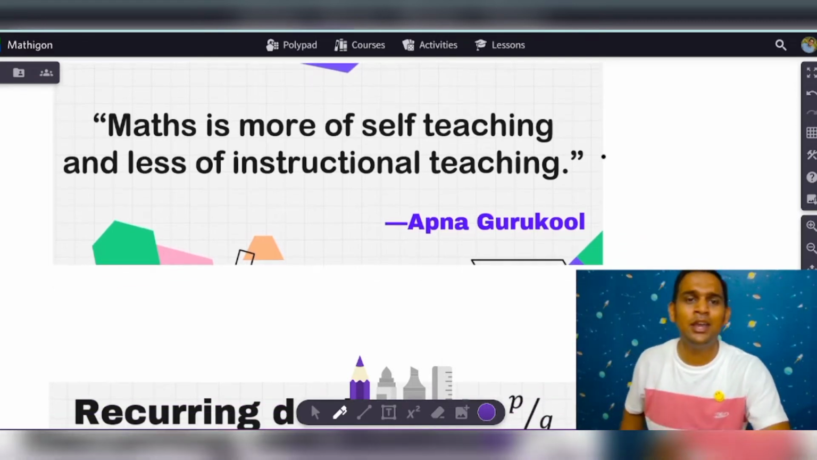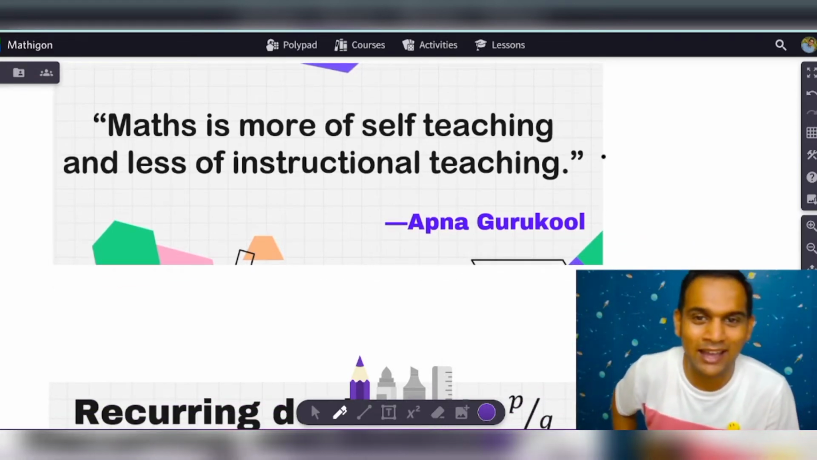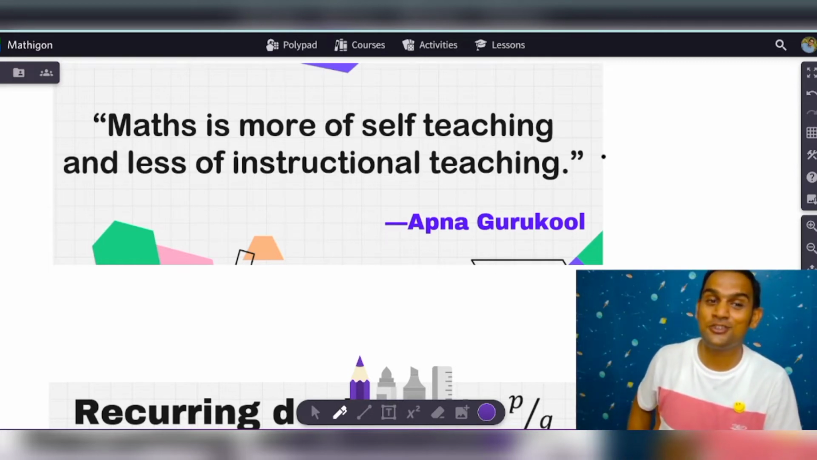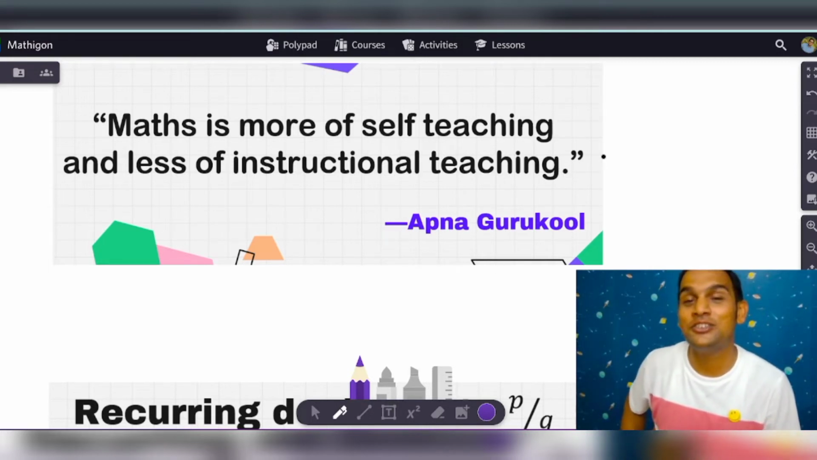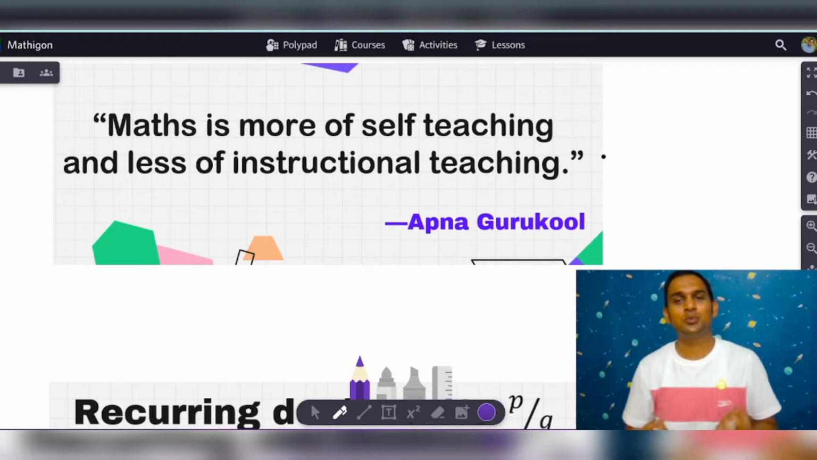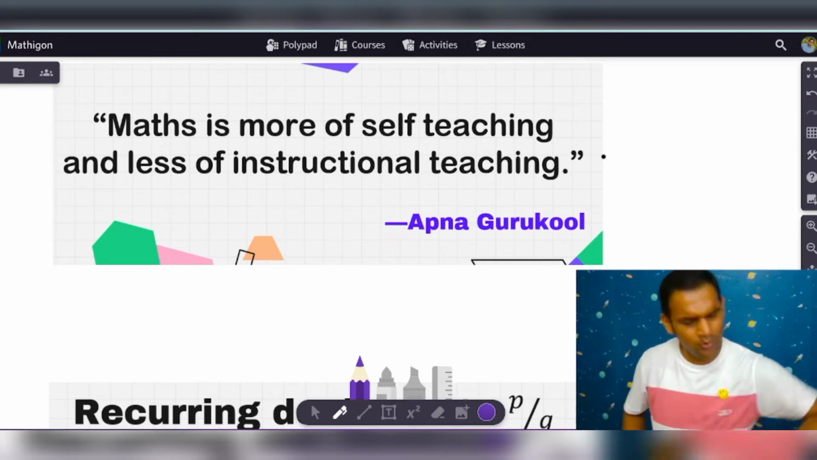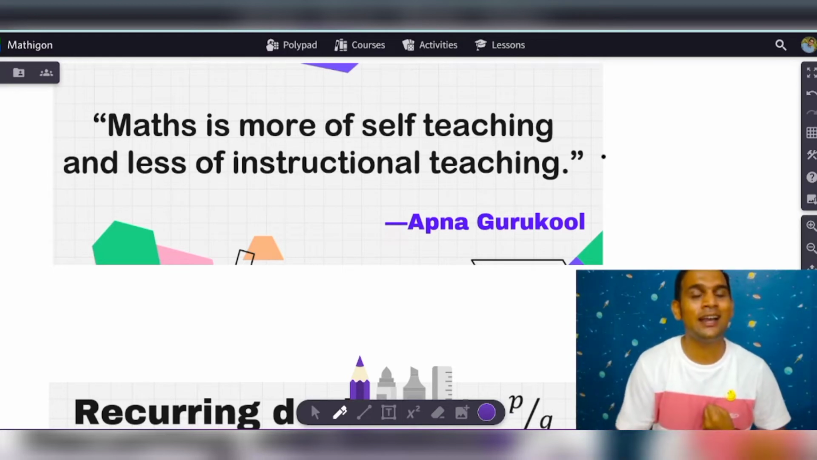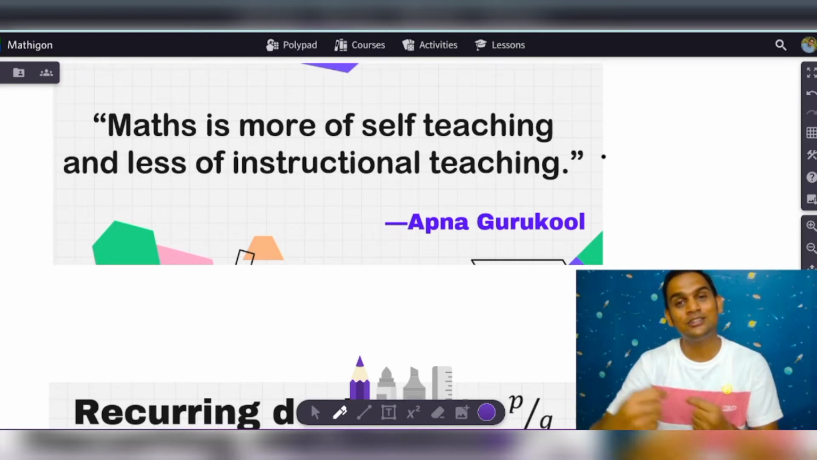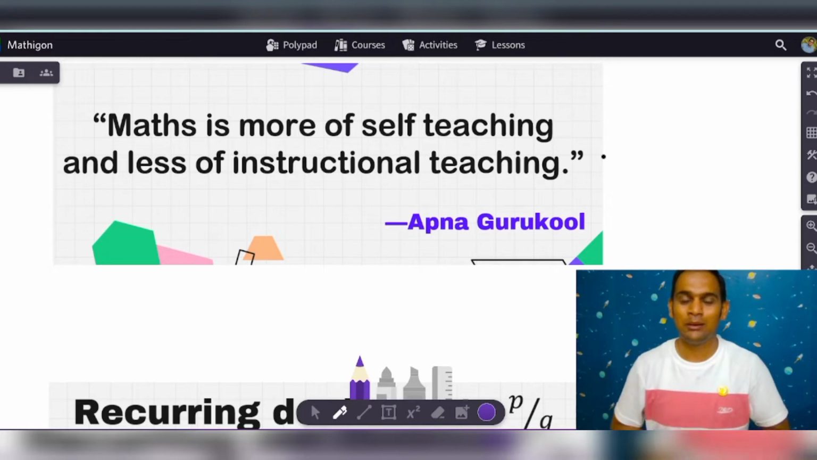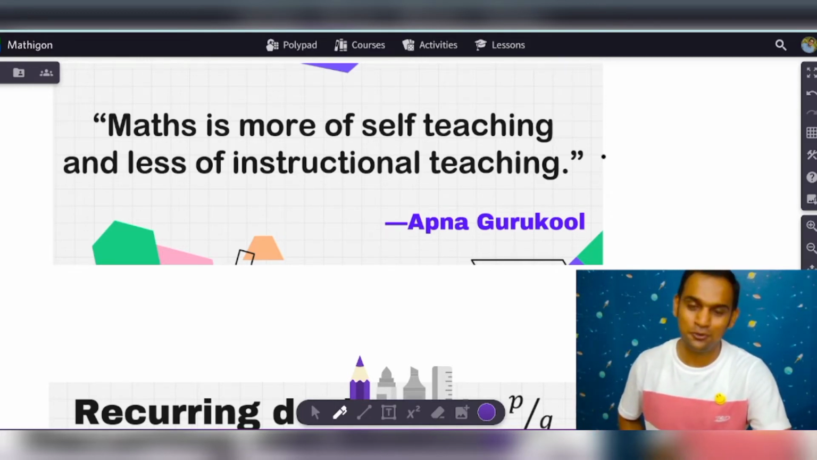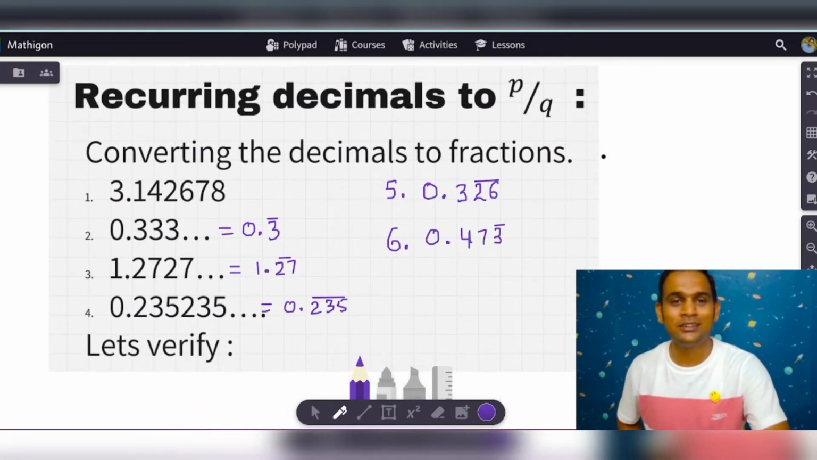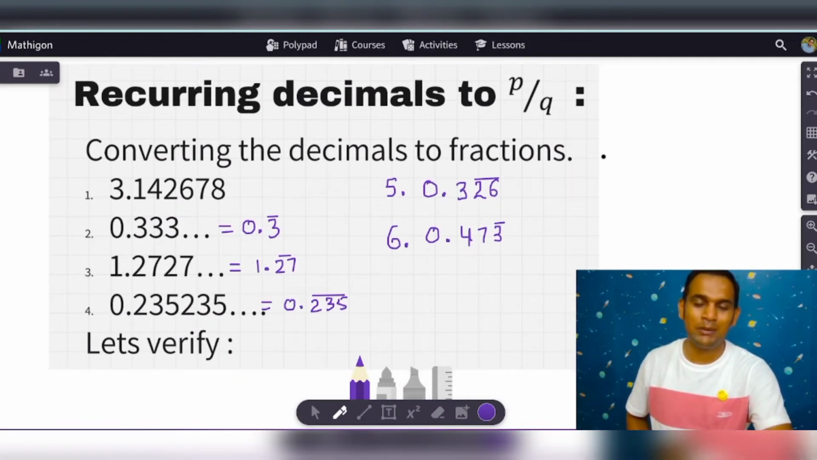So let's begin with a very beautiful quotation. Maths is more of self-teaching and less of instructional teaching, because as we know, math is all about more and more practice. As we teach ourselves every time, we tend to link things in mathematics, and that's how we learn more of mathematics, through self-teaching. So let's begin: recurring decimals to p by q form, because that's how we define rational numbers.